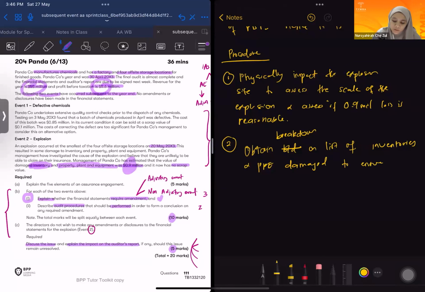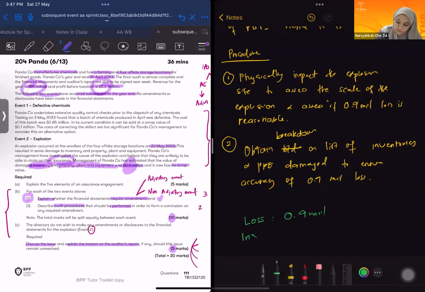To ensure accuracy of 0.9 million loss. Okay, done. Now a bit of extra information for you. They did mention something about insurance. Now, from an AA point of view, let's say the loss is 0.9 million.